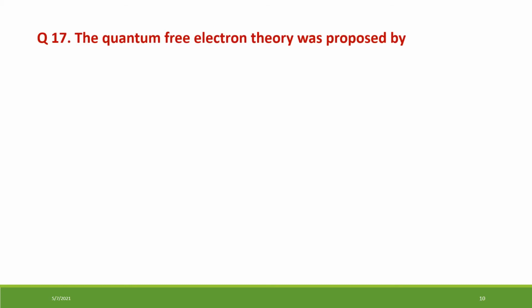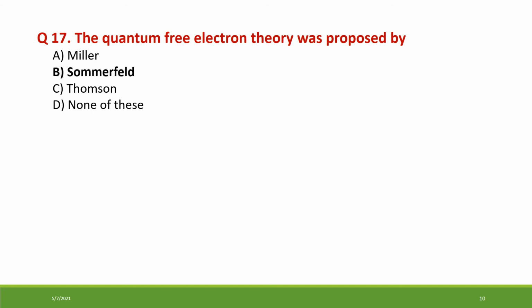Question number 17 is, the quantum free electron theory was proposed by, options are A, Miller, B, Sommerfeld, C, Thomson, D, none of these. And the correct option is that the quantum free electron theory was proposed by Sommerfeld.